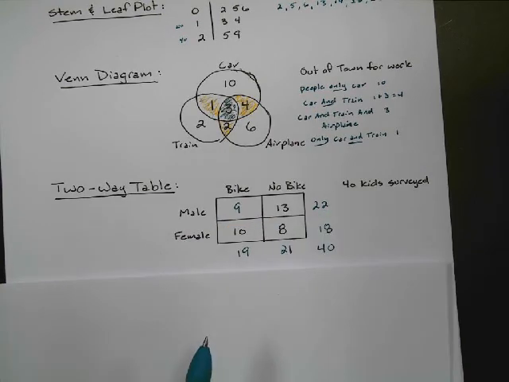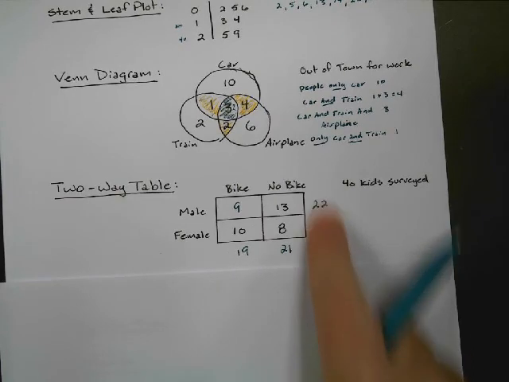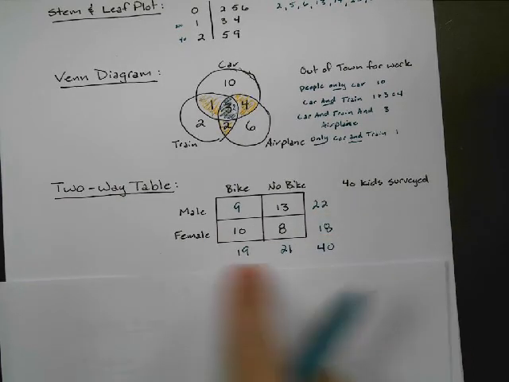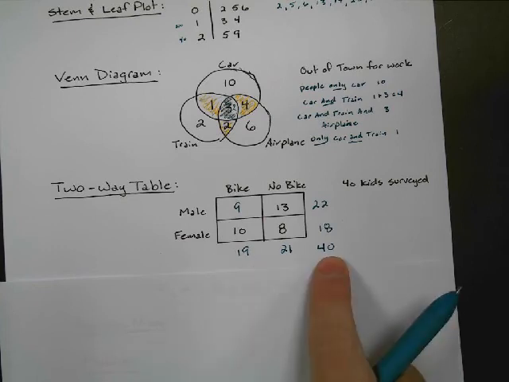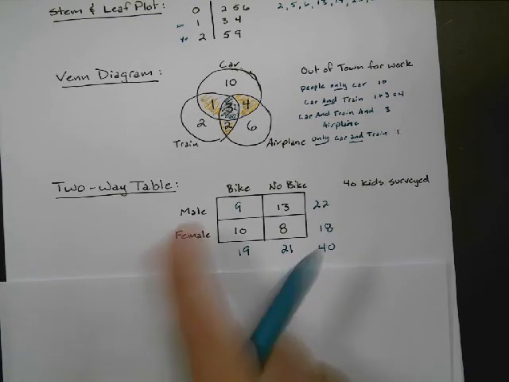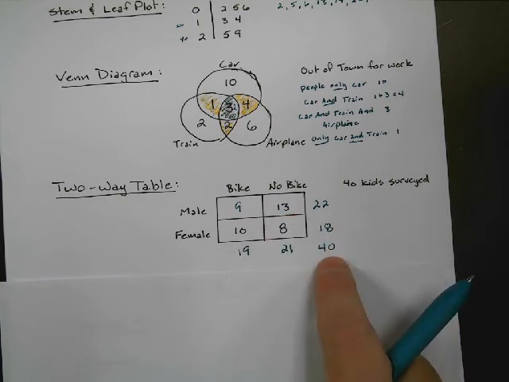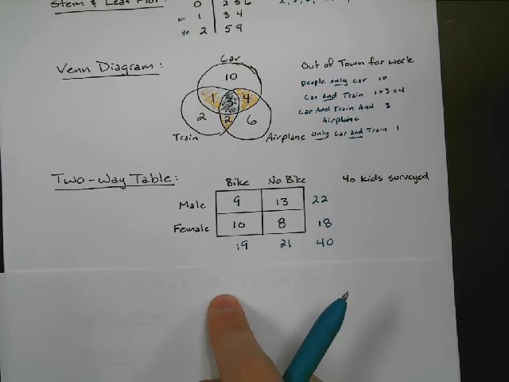So these two-way tables, they should be able to add up with your totals of male and female over here, and then add up with your bike and no bike, and everything will add up to this 40 over here. So finding out maybe the percentage of males without a bike, there are 13 out of 40 students that are male without a bike. So we can find our percentages there.